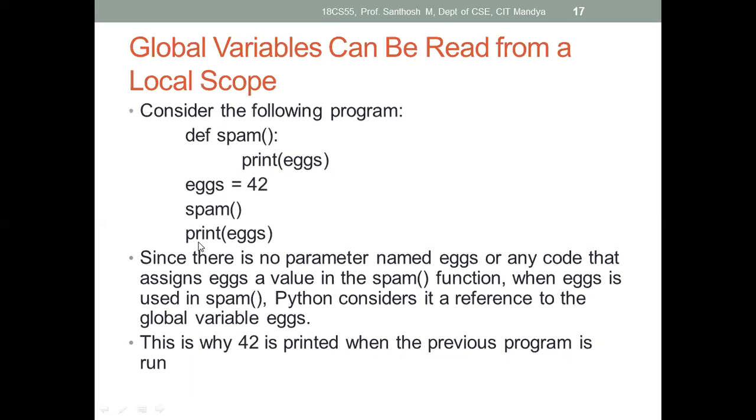So this function will search for the global variable, is there or not. Yes, the global variable is there. So x is a global variable, then it will print 42. So here two times we are printing 42.